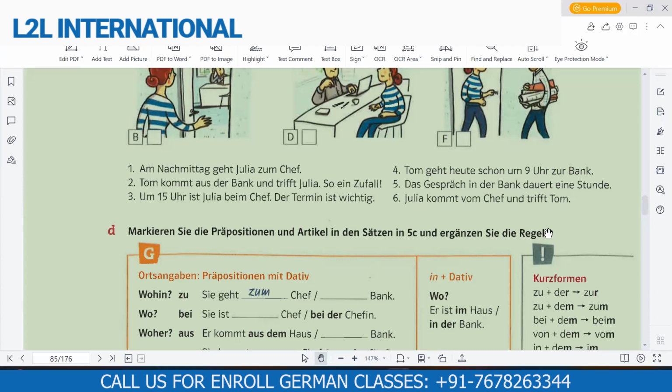Did you understand, Sana and Ashwin? Yes. The conversation in the bank lasts for 1 hour, and in der Bank, because Bank's article is die. So when we are using in in the sentence, because of this preposition, the article has to change to dative, and that's why the feminine article in dative changes to der. That's why it became in der. Understood?